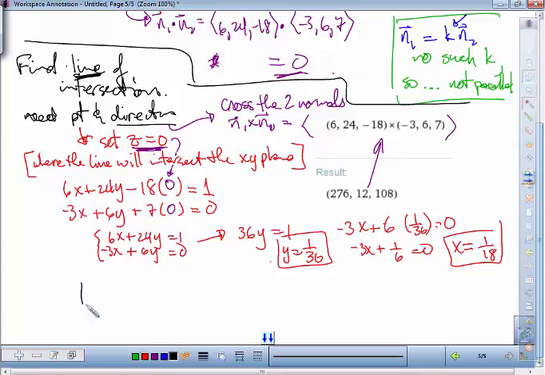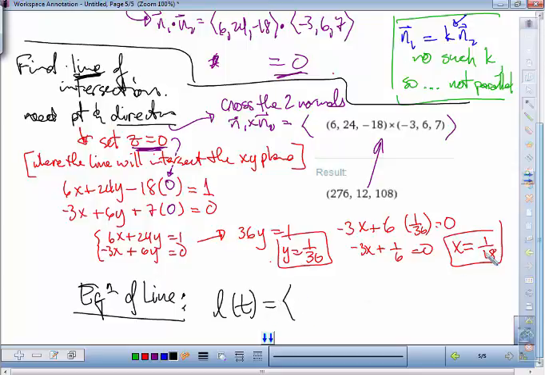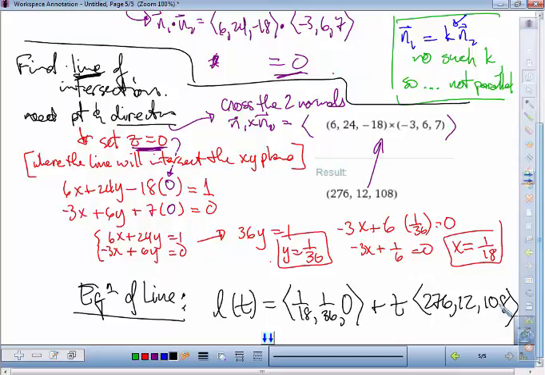And so the equation of the line, I usually call it L of t in vector form, would need a point, 1 over 18, 1 over 36, and 0, plus t times the direction, and the direction we found from the cross product, 276, 12, 108. You see this is not a very nice looking problem. The numbers are huge and fractiony. But that's how you would find the equation of the line. Okay?